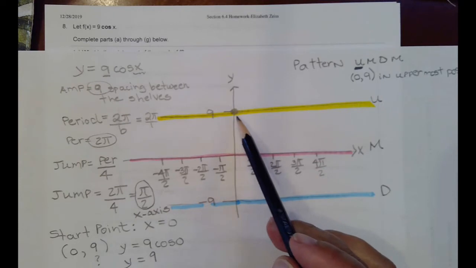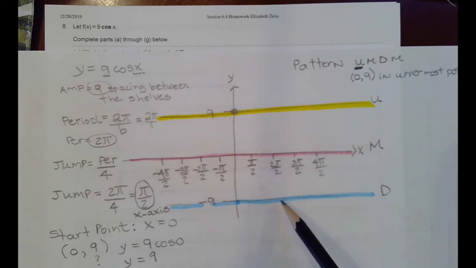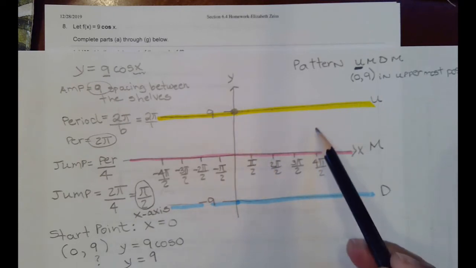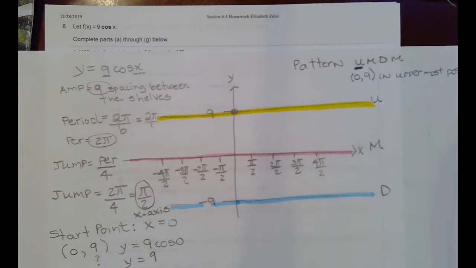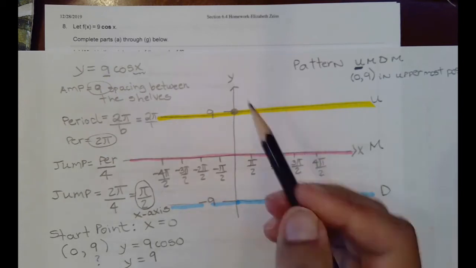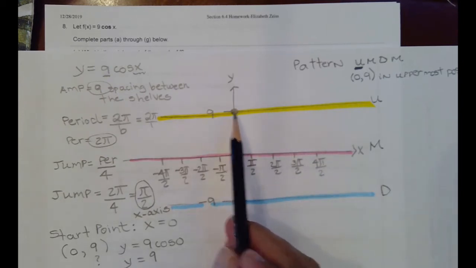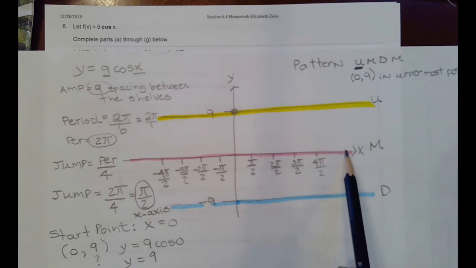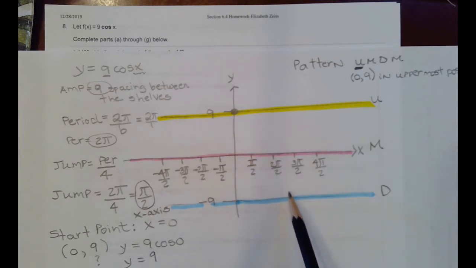Okay, so here we go. We're going to use the rest of the pattern now. Right now, I'm at the uppermost point with this point 0, 9, my start point. The jump that I had figured out, the jump of pi over 2, that's how far you're going to slide horizontally as you go to plot each successive point.